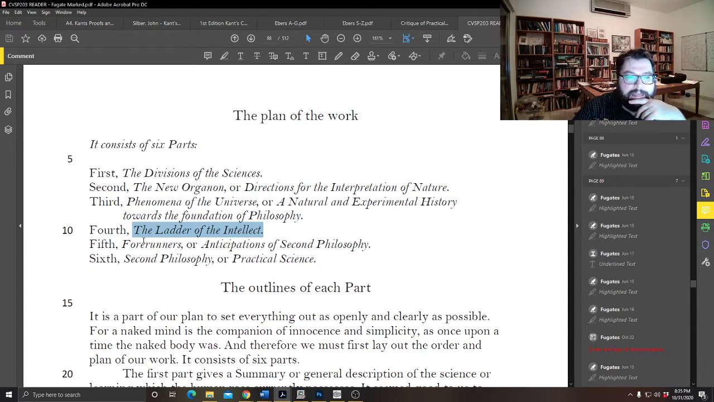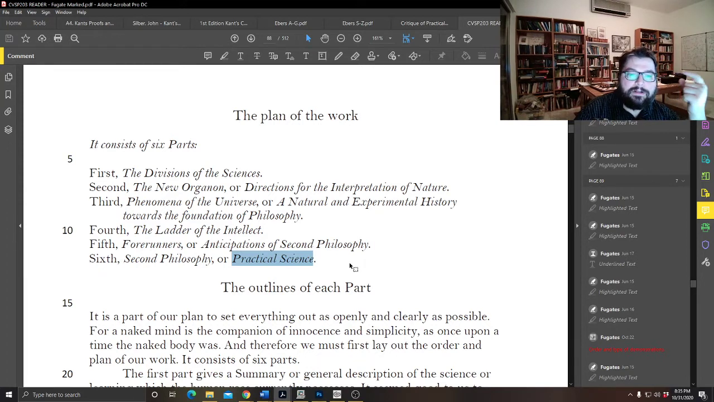And then finally, in the fifth and sixth parts, he turns to the practical fruits of science, right? This is what he calls second philosophy, or practical science. And what does practical science or second philosophy do?